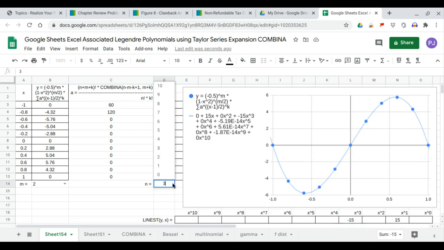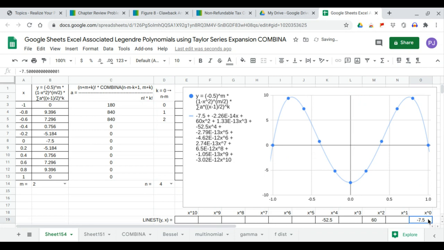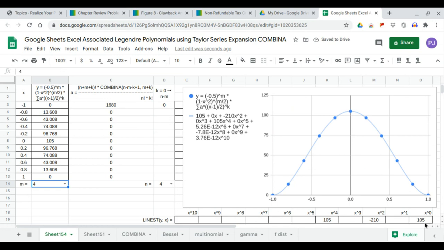N equals 4. It will be minus 7.5 plus 60x squared minus 52x to the 4th. So at m equals 4, n equals 4, the polynomial will be 105 minus 210x squared plus 105x to the 4th. N equals 5.